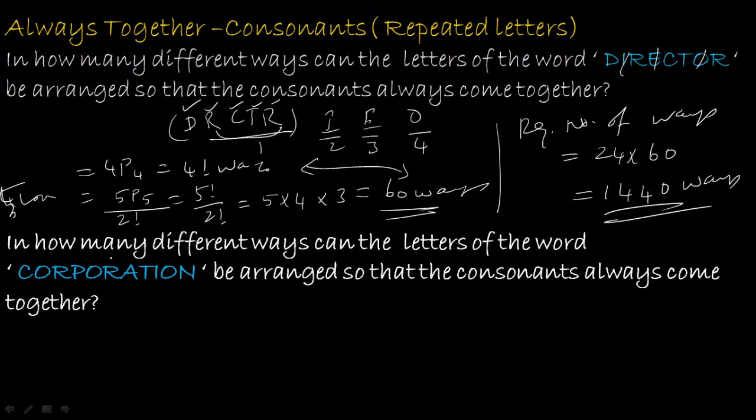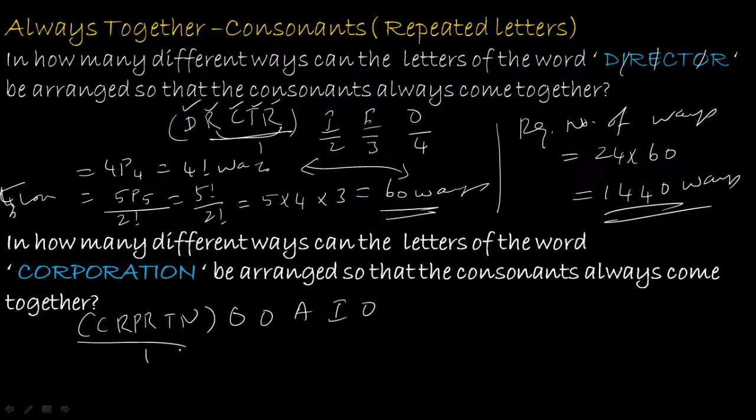Okay. So in how many different ways can the letters of the word corporation be arranged so that the consonants always come together? Look at the word corporation. Here it has the vowels. First you have to write down the vowels: O, O, A, I, O is a vowel. The remaining are consonants. What are the consonants? C, R, P, R, T, N is a consonant.